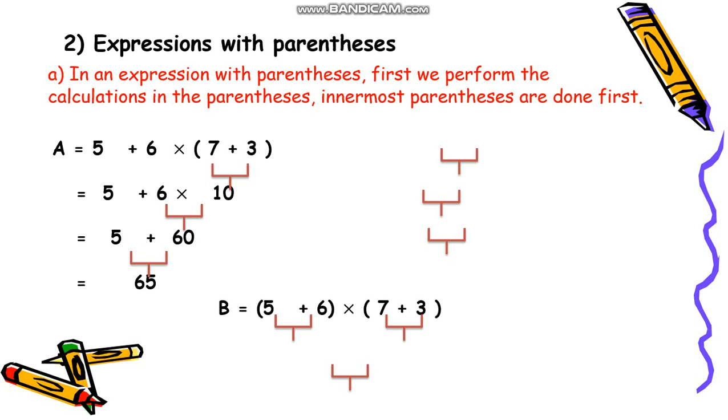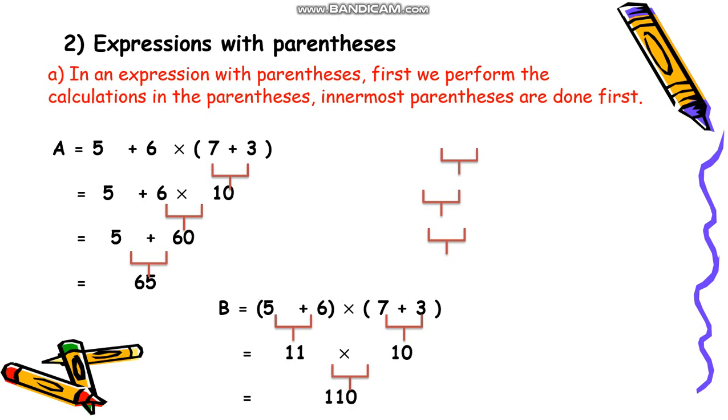Here we have B equals parentheses 5 plus 6 times parentheses 7 plus 3. We have parentheses, so we're going to solve first of all what we have inside the parentheses, 5 plus 6 and 7 plus 3. So 5 plus 6 equals 11, times 7 plus 3 equals 10. So now we have 11 times 10, it's 110.